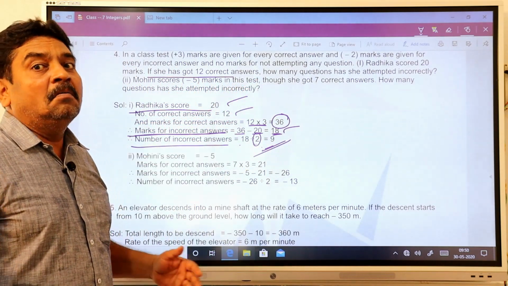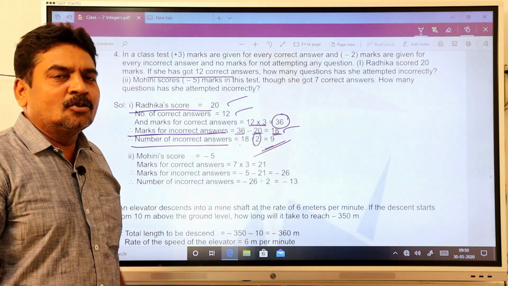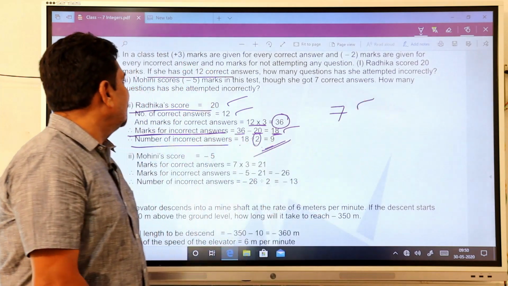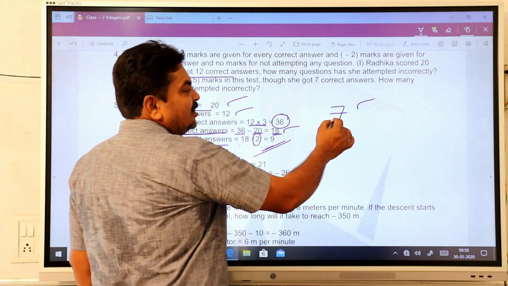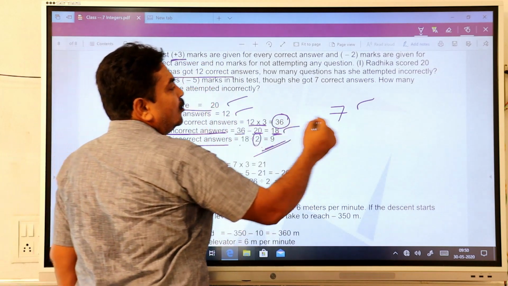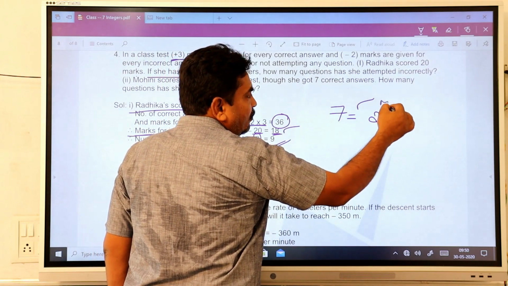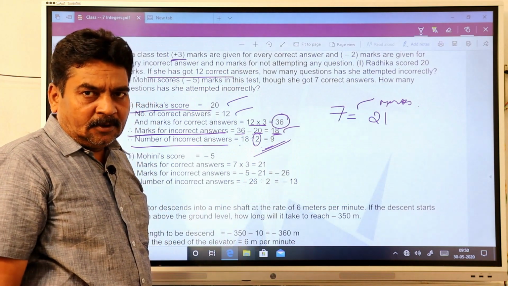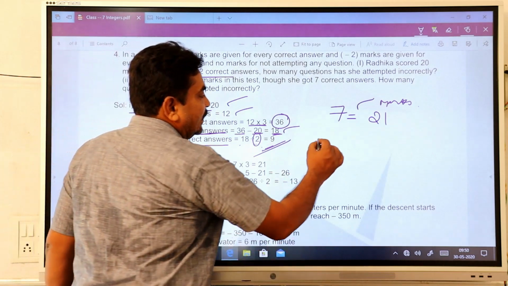Okay, then coming to the next one, Mohini scored minus 5 marks in this test, though she got 7 correct answers. How many questions did she attempt incorrectly? Let's see. 7 questions she did correctly, and each question gives 3, so 7 3s are 21. So she should score 21 marks, but she scored minus 5.